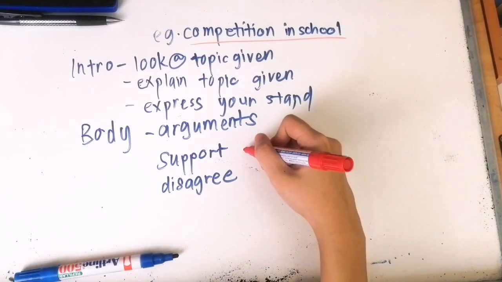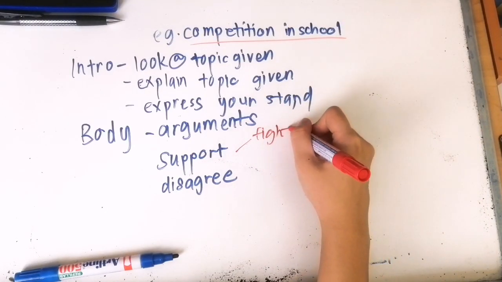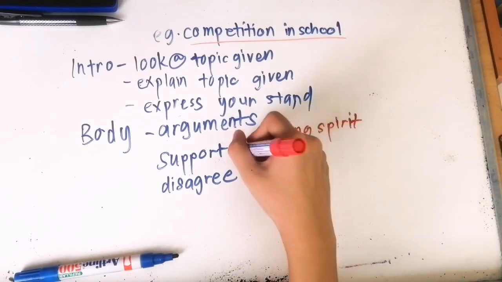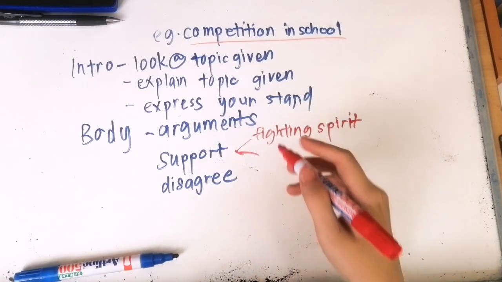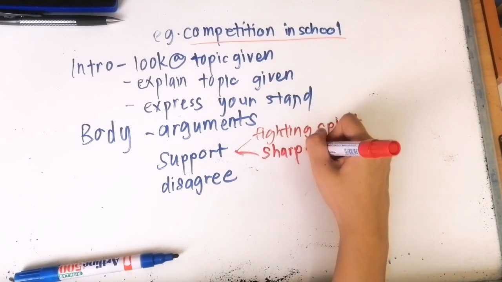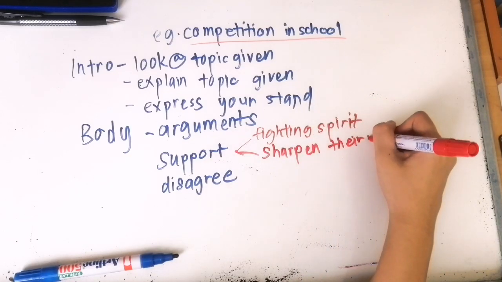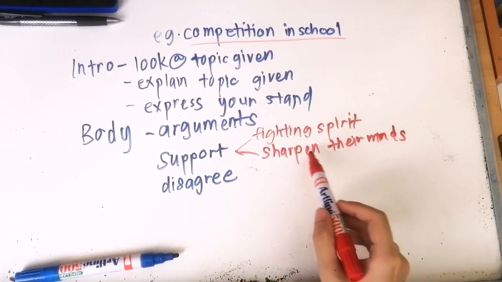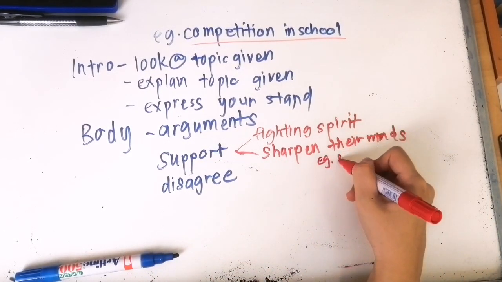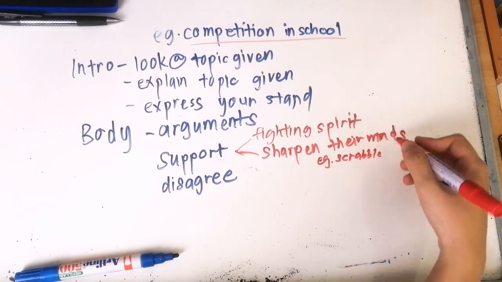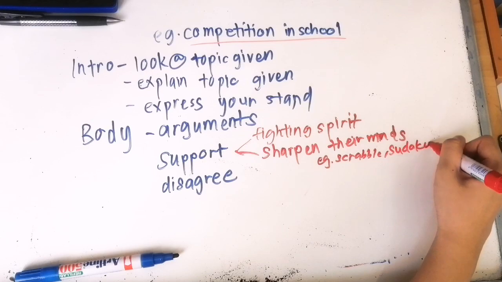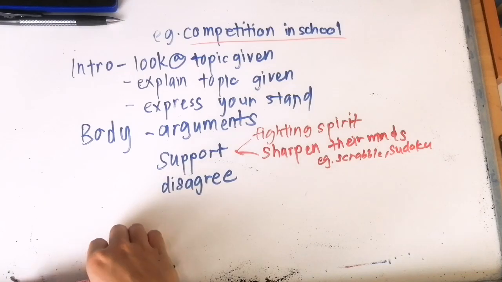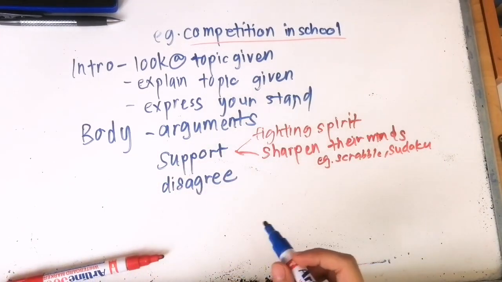So for example, if we are talking about competition in school, the reason for supporting it might be to have the fighting spirit, because when there is competition, you will want to fight to win, so you can have the fighting spirit in students and also sharpen their minds. So here you can include some examples to strengthen your points. To sharpen your minds, you can give an example like Scrabble or Sudoku competition, where it involves a lot of thinking and it forces your brain to think, so it can sharpen your mind. So it's important to include examples in every single point that you have.